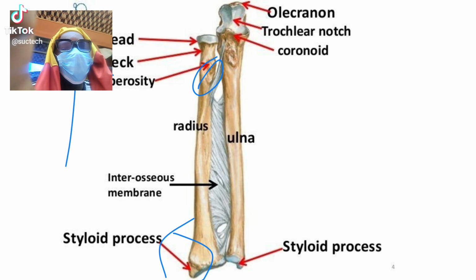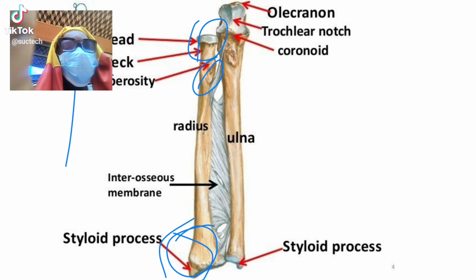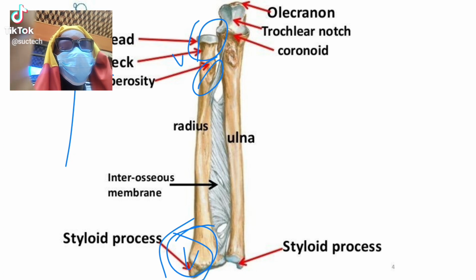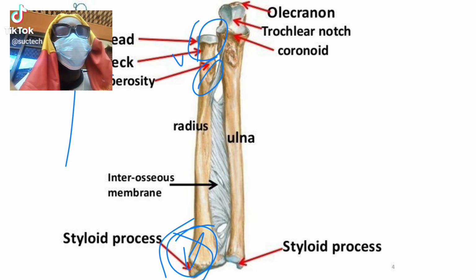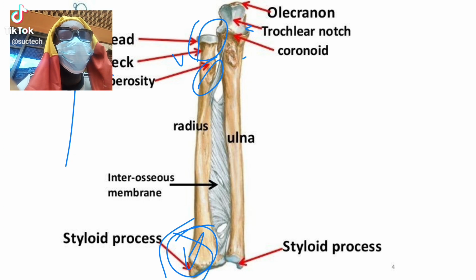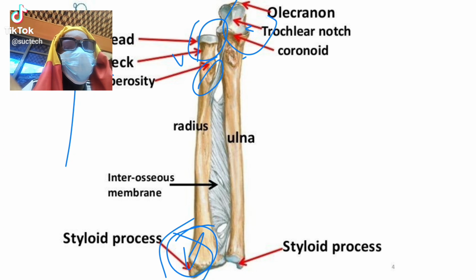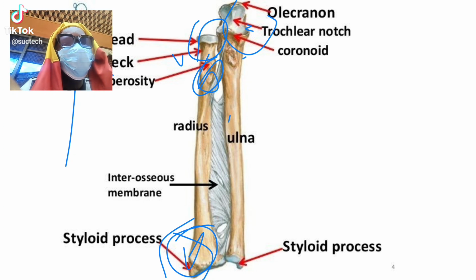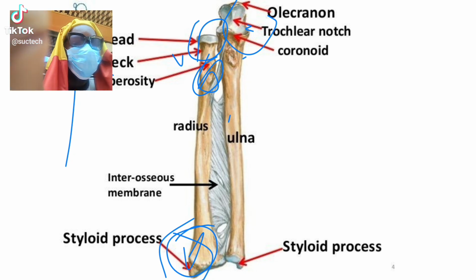Here is the radial head. Here is the distal head, proximal head and what? Distal head of the radius. You are seeing the olecranon process, the trochlear notch, the coronoid process. Though they may not ask you questions based on here, they may just ask you the ulnar tuberosity and the head of the radius.